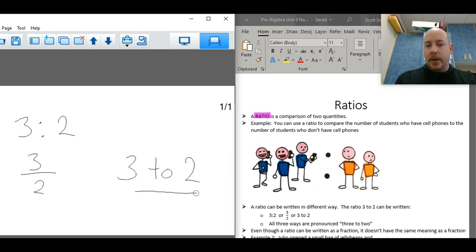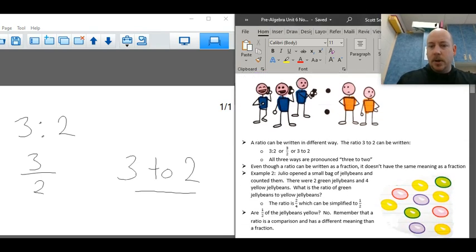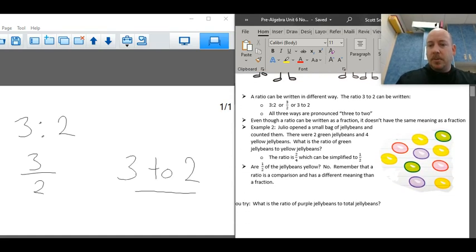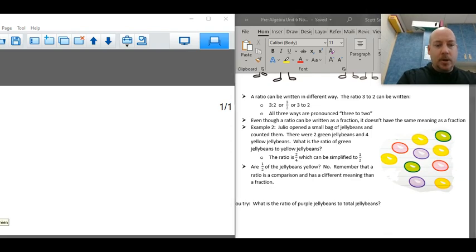Now again, we can write a ratio as a fraction, but it means something a little different. So let's look at another example here. All right, I've got some jelly beans there. It says Julio opened a small bag of jelly beans and counted them. There were 2 green jelly beans and 4 yellow jelly beans. What's the ratio of green jelly beans to yellow jelly beans?